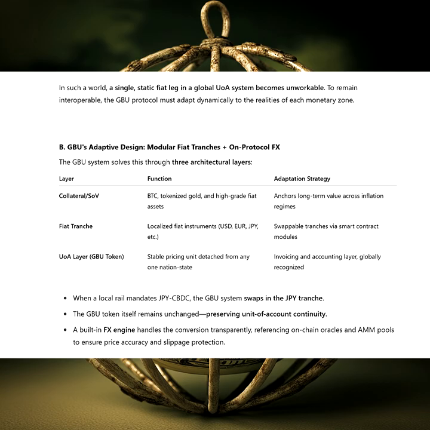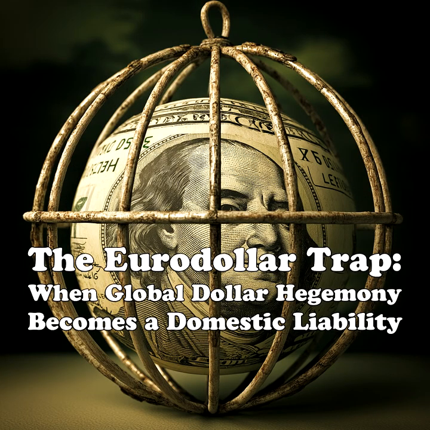A built-in FX engine handles the conversion transparently, referencing on-chain oracles and AMM pools to ensure price accuracy and slippage protection. Section C, Medium of Exchange, MOE as a permissioned layer. Because settlement rails become jurisdictional, sometimes permissioned, GBU treats MOE not as part of the token, but as an attachable module. For example, in Japan, GBU JPY could be routed through a CBDC-compliant payment adapter.